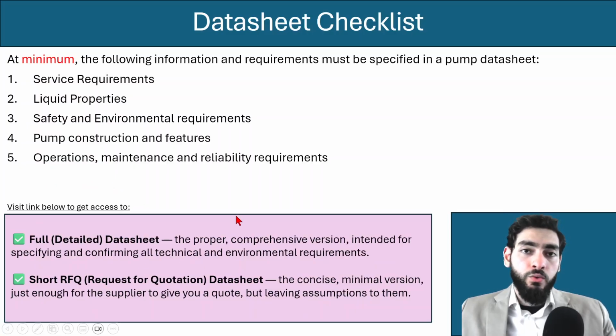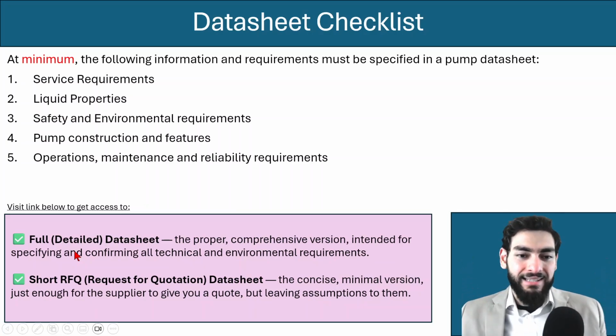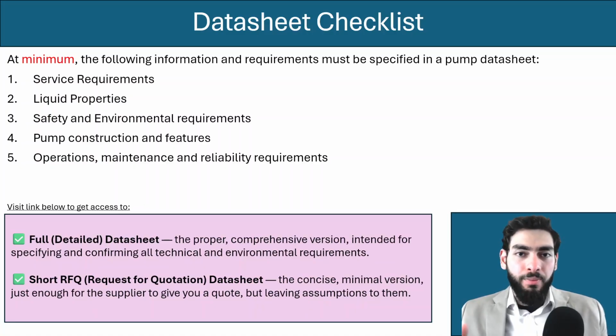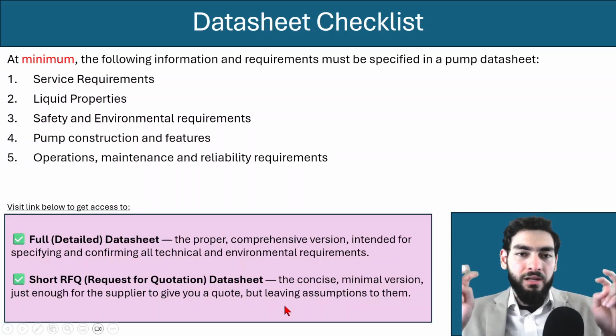Now, I'm providing you with two different data sheets. One is the full detailed data sheet that you could use in your organization or in your capacity as an engineer to communicate with the pump manufacturer. This is the proper comprehensive version intended for specifying and confirming most, if not all, of the technical and environmental requirements. I'm also giving you a short request for quotation data sheet, and this is just the concise minimal version.